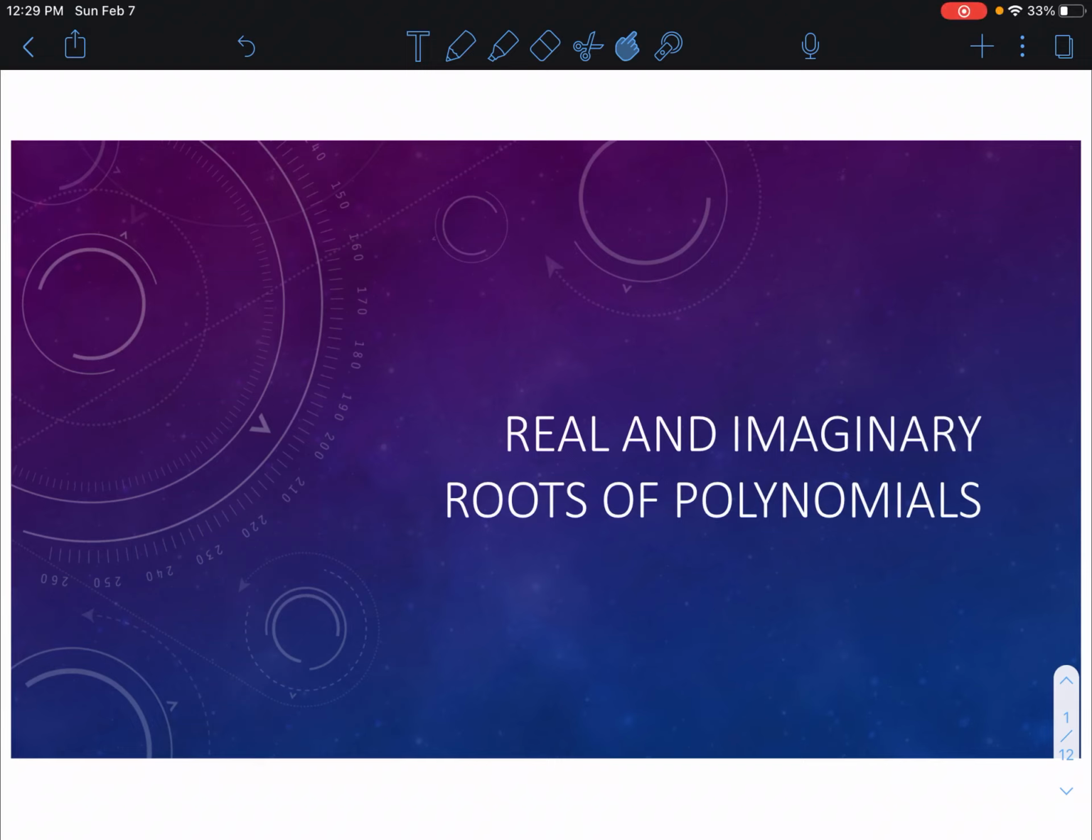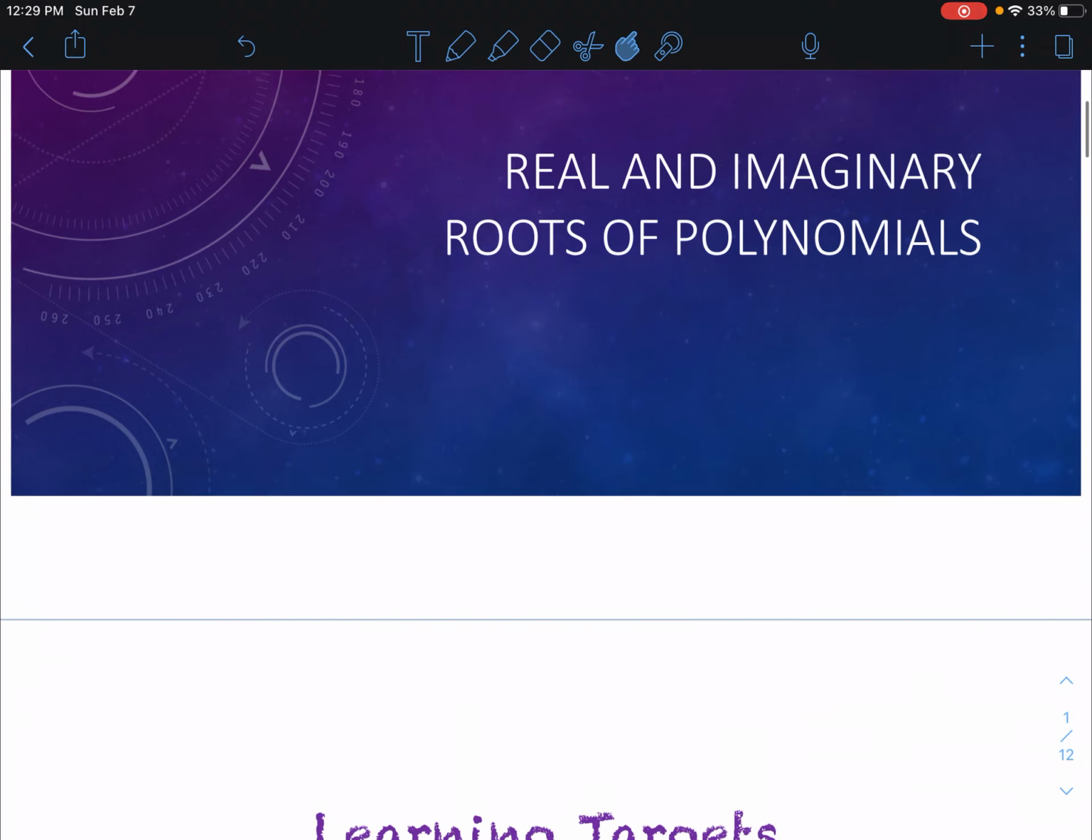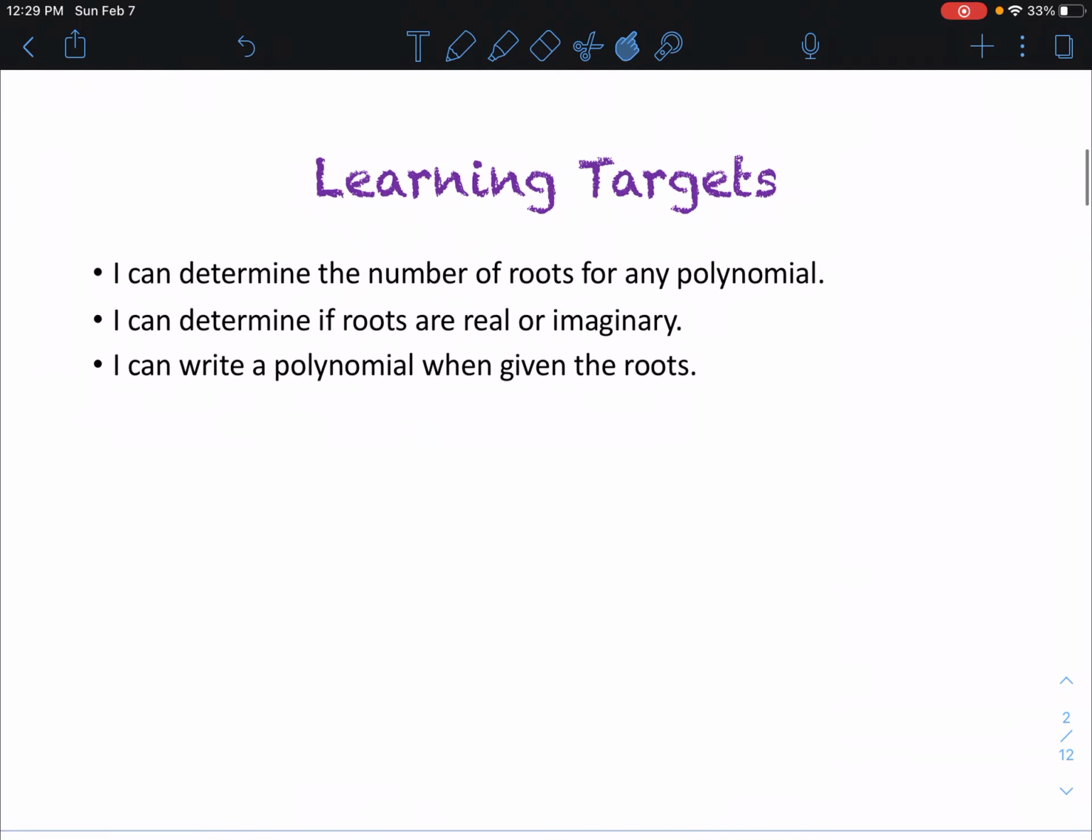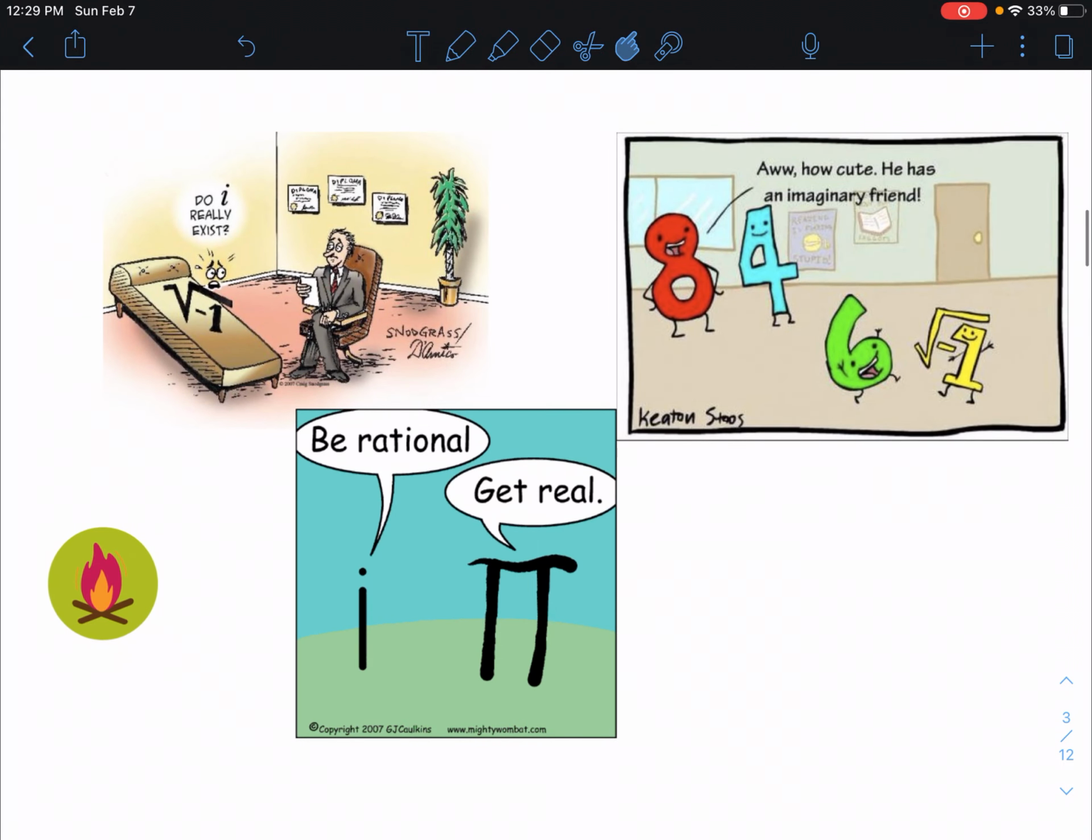All right, so today we're going to start talking about real and imaginary roots of polynomials and what those are. So here are our learning targets. Take a look at these imaginary number cartoons quickly. I'll pause here.